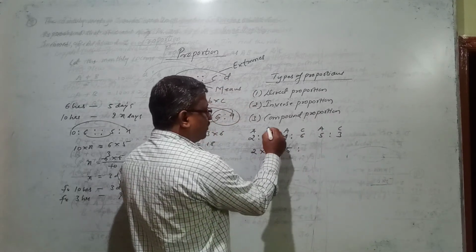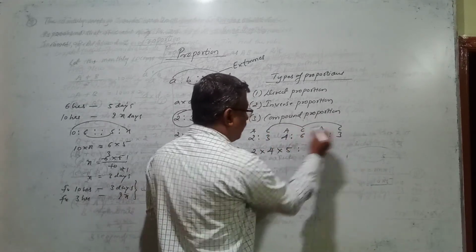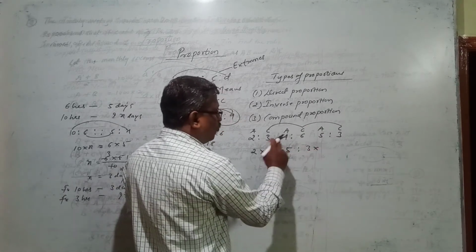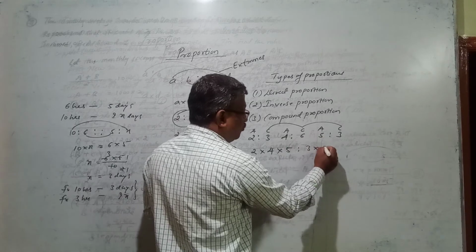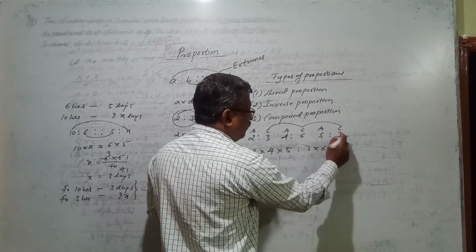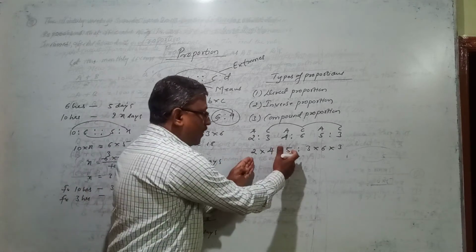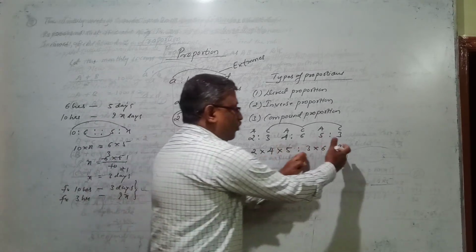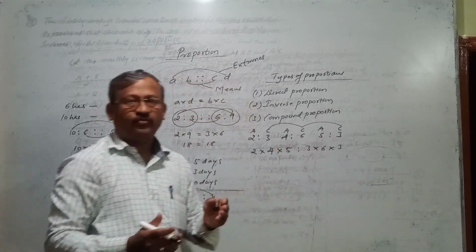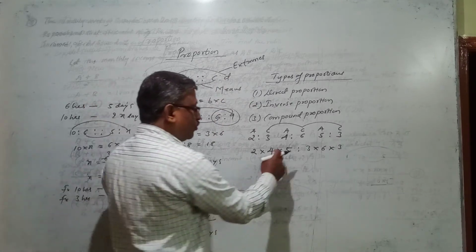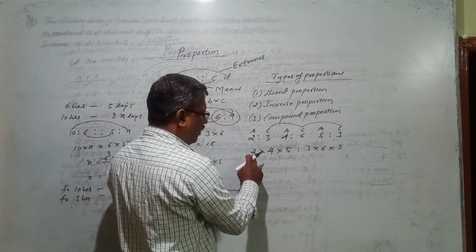Then you multiply the consequents on the other side. So my consequents are what? These are the consequents. The consequent of the first ratio is 3, into the consequent of the second ratio, 6, and the consequent of the third ratio, 3. So if you multiply all antecedents on one side and consequents on another side, we get the new ratio as antecedent is to consequent.